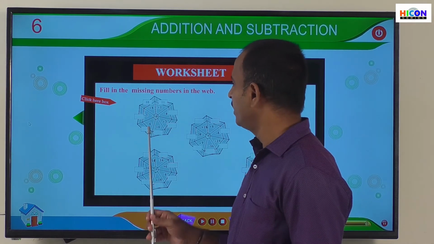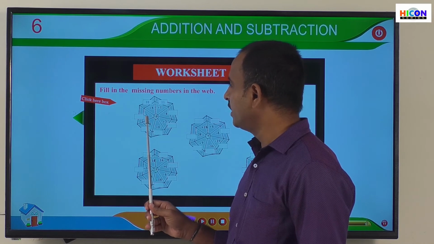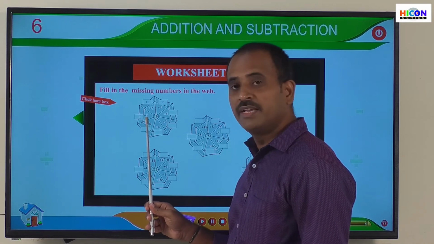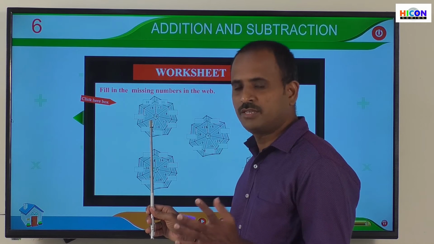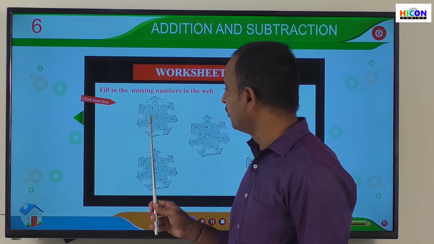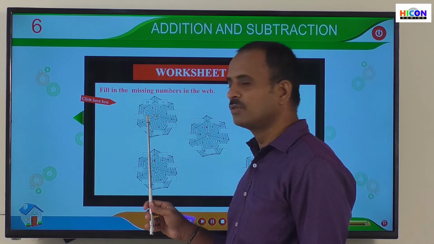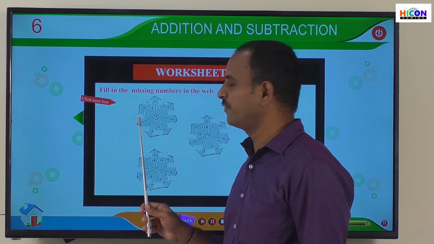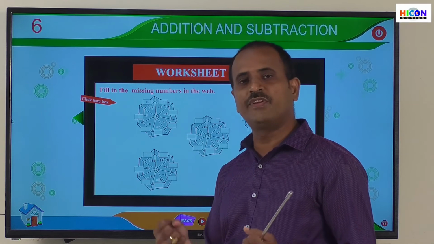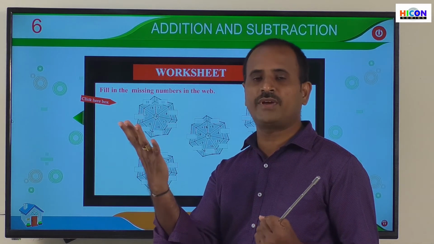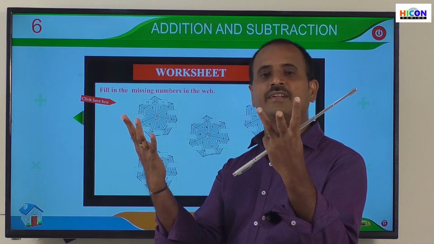Children, in the same way, go to the next number. Here the number is 3 and the symbol is minus. Minus means subtraction, so subtract 3 from 10. How can you subtract? Open 10 fingers, close 3 fingers, and write the remaining fingers in this box. Open 10 fingers: 1, 2, 3, 4, 5, 6, 7, 8, 9, 10.